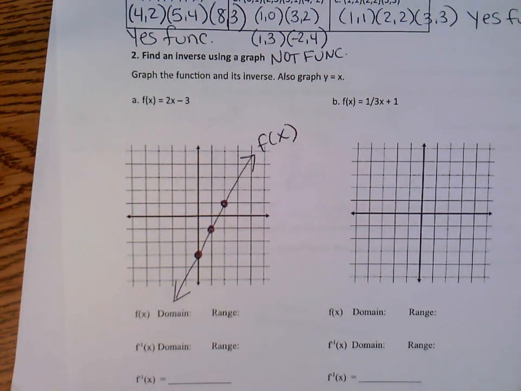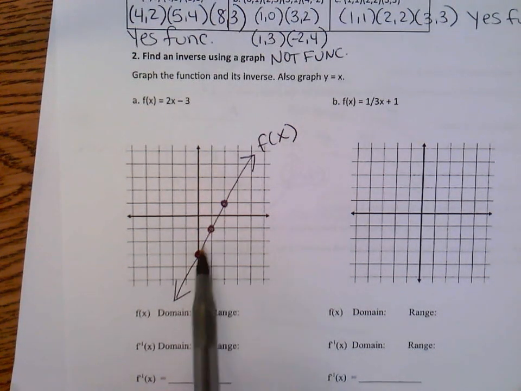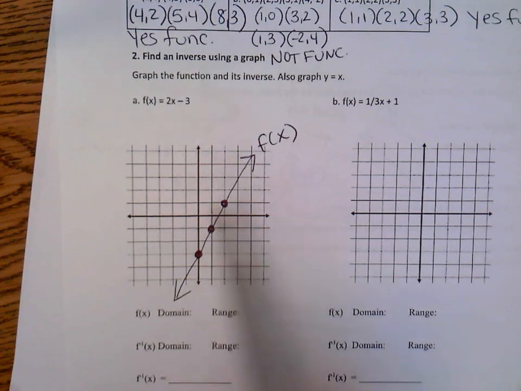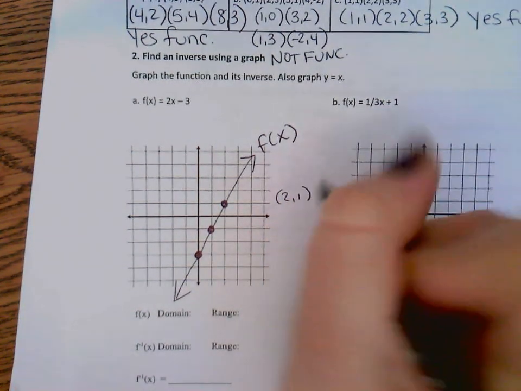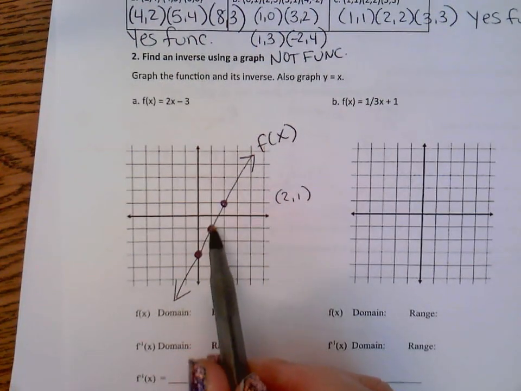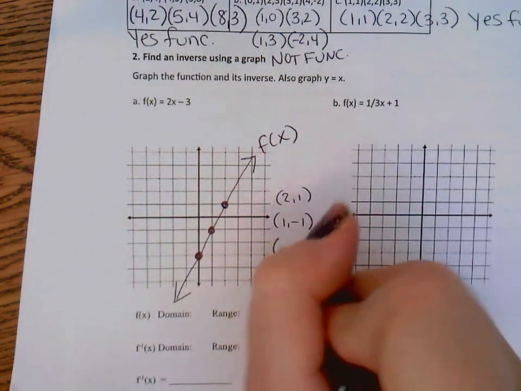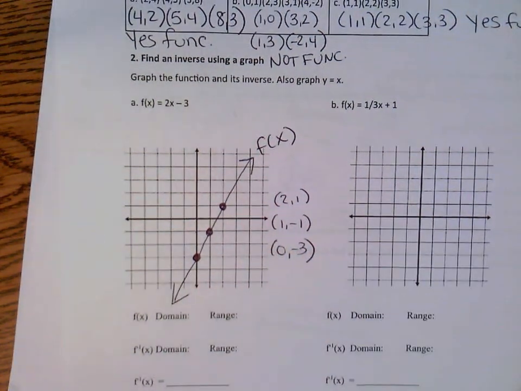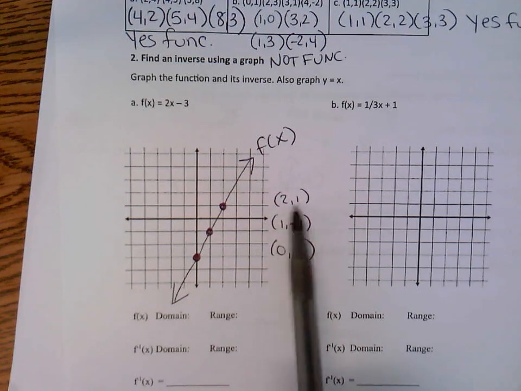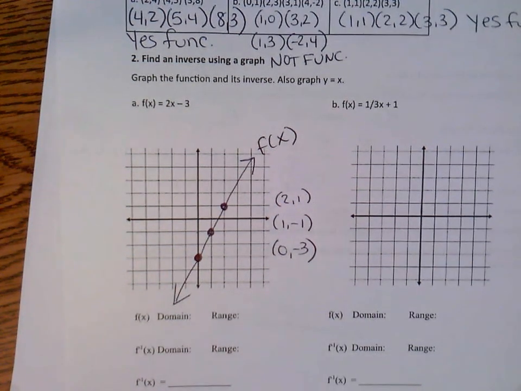So how do I find the inverse? I'm going to record those 3 coordinates. So this is 2, 1. This is 1, negative 1. 0, negative 3. Would you agree? Those are those 3 coordinates. How do I find the inverse? I'm just going to flip those coordinates around. I think I'm going to do this in another color just so you can see here.